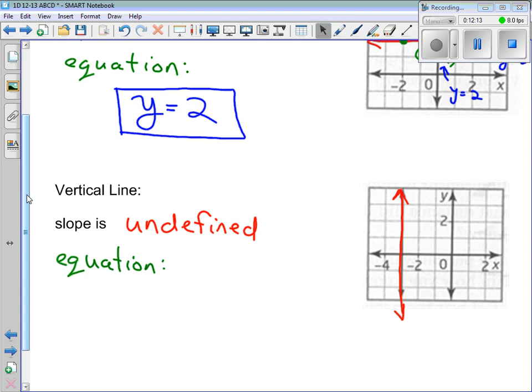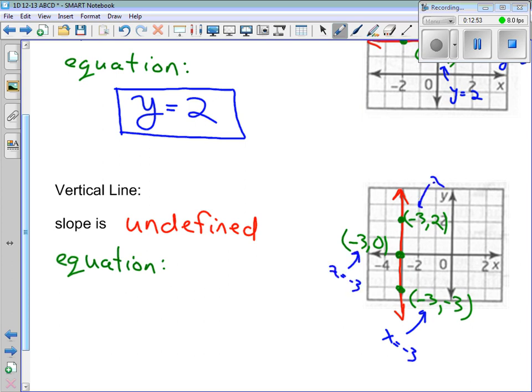Okay, let's pick some points that are going to be on this line. Well, if I pick this point right here, it's got an x of negative 3 and a y of 0. If I pick this point right here, I've got an x of negative 3, a y of 2. If I come down here, I've got an x value of negative 3 and a y value of negative 3. All right. What's the same about all of the points that are on this line? Yeah, we've got an x equals negative 3, an x equals negative 3, an x equals negative 3.